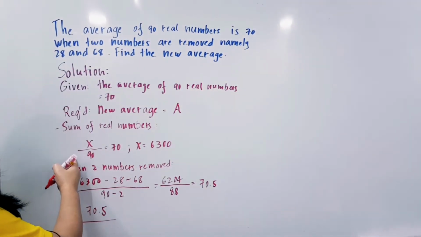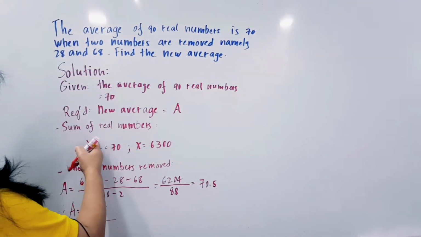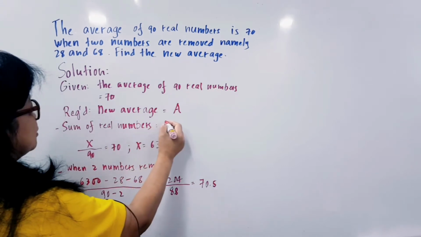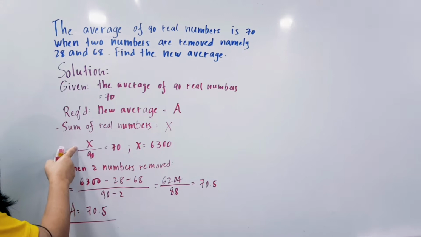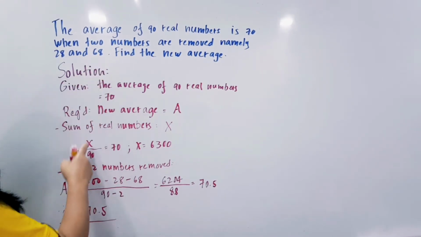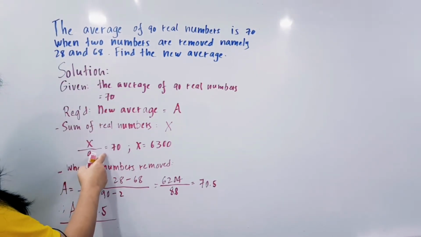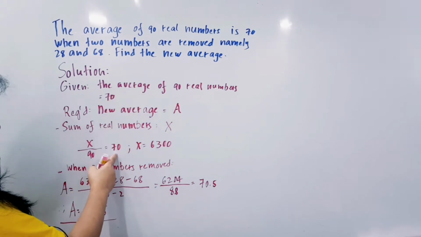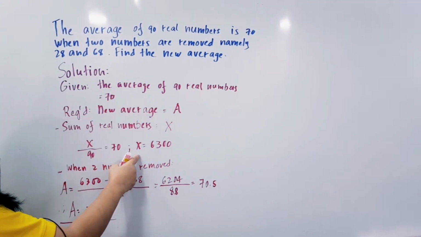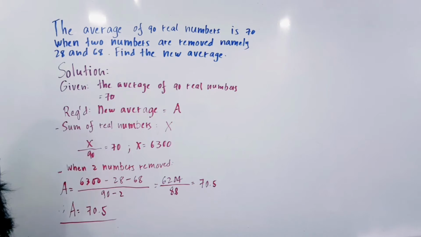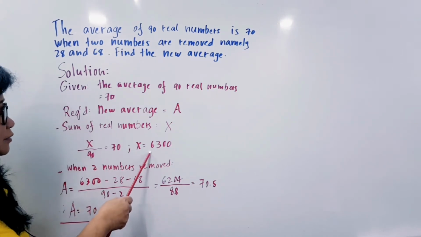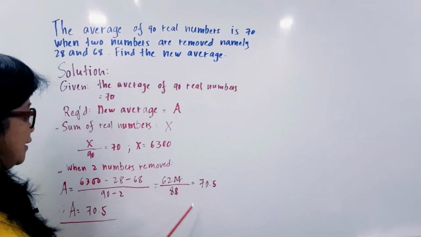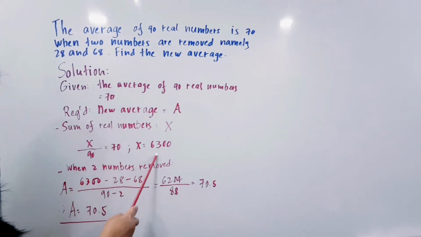So, ito ngayon, we will let the sum of real numbers to be x, okay? So, the sum of real numbers divided by 90, because it is 90 real numbers, and the average is given to be 70, so we can solve the sum of real numbers, which is equal to 90 times 70, which is equal to 6,300. So, meron na tayong sum of real numbers.